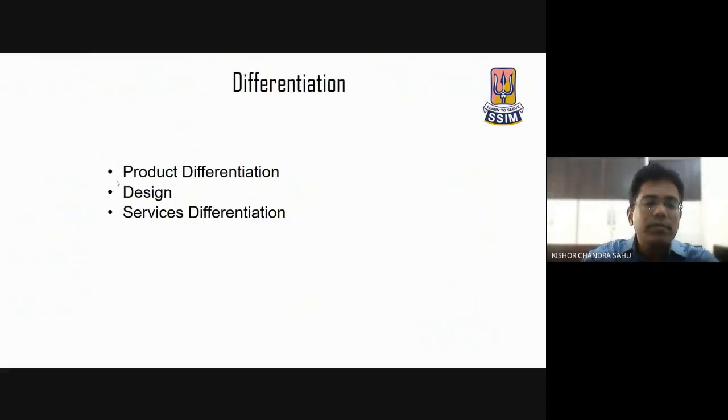Another type of differentiation is product differentiation or design differentiation. In product and design differentiation, what happens? It is about how you differentiate your product from the competitor's product, how different you are in terms of design, or how different your services are. Your form of product may differ, or your product may differ in terms of durability, reliability, or style, right?